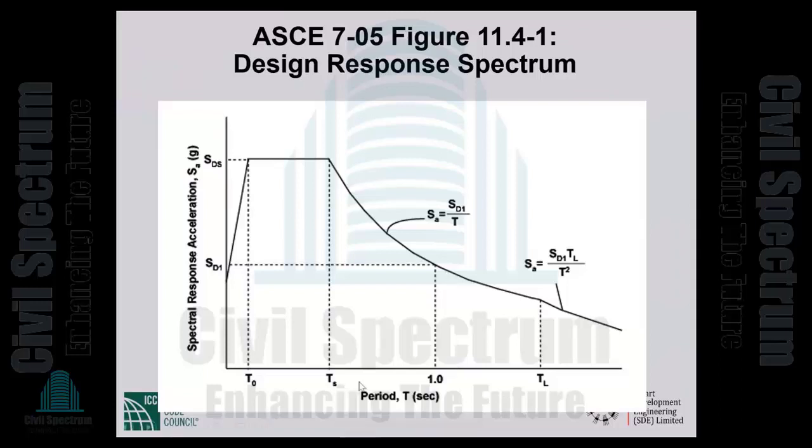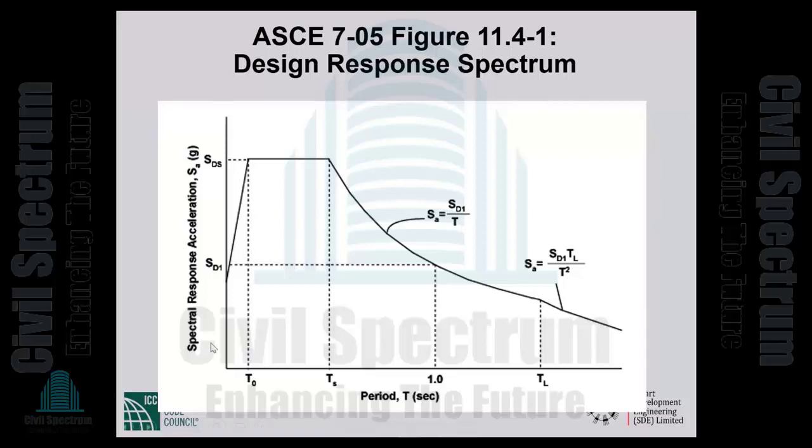Now, this to start with is the design response spectrum, as you see, of ASC 705. A design response spectrum gives you the seismic design force on the y-axis as a function of the period of the structure T on the x-axis. The period is something we talked about a week or two ago, and I won't repeat. It is a function of the mass and the stiffness of the structure.